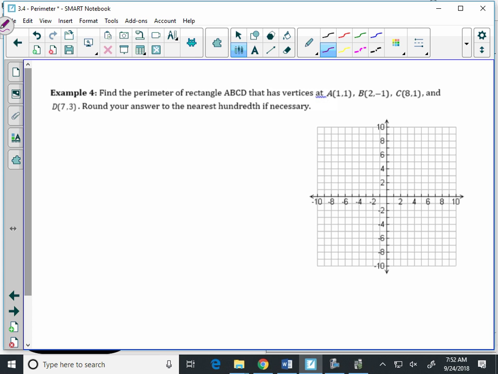When we plot, our first point is A at 1, 1. Plot that point. We have B at 2, negative 1. We have C at 8, 1. And then we have D at 7, 3.